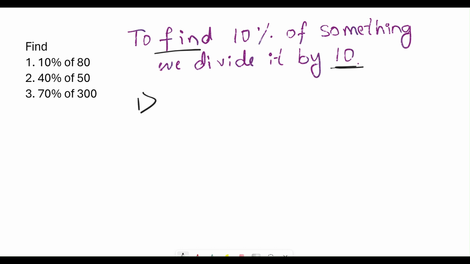So 10% of 80 is, we need to divide 80 by 10. So 80 divided by 10 is 8. So 10% of 80 is 8.